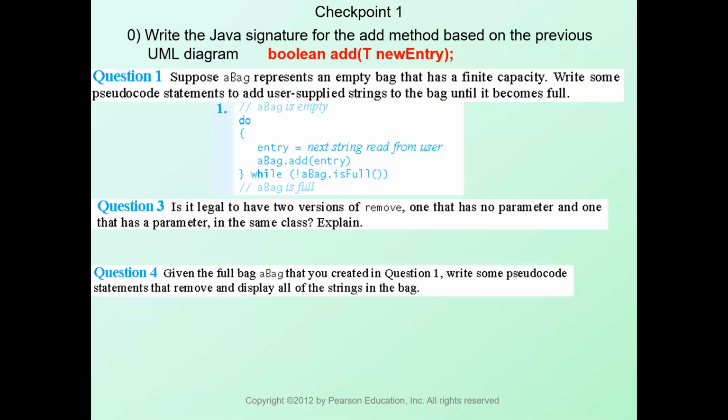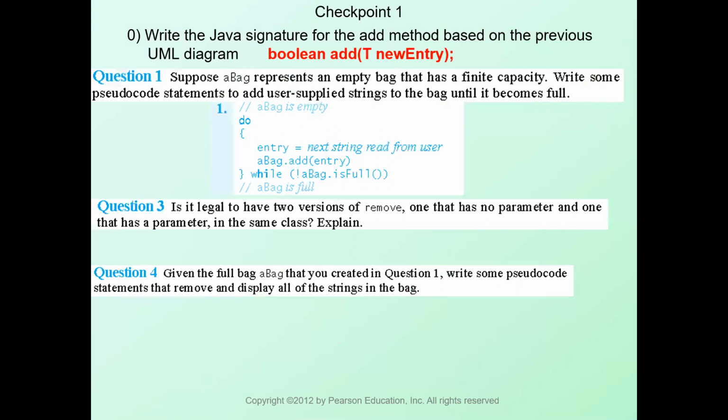Question 3. Is it legal to have two versions of remove, one that has no parameter and one that has a parameter in the same class? Is that legal? Yes. Why, or how does that work? When you do that, there's a name for that in computer science. It's called overloading. When you have two methods that have the same name but different parameters, or a different signature, overloading.